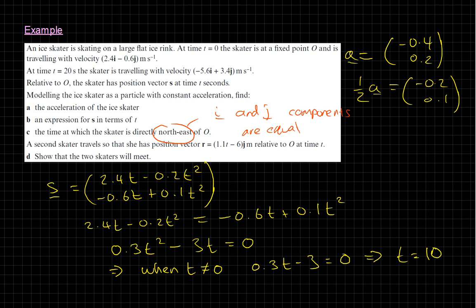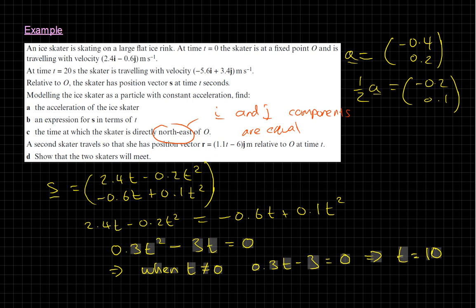And that's our answer, at t equals 10. So that's it. T equals 10. She's northeast. Perfect. Okay, and then final part. A second skater travels and has position vector 1.1t minus 6. Show that the two skaters will meet.